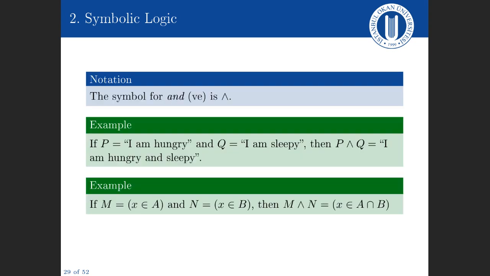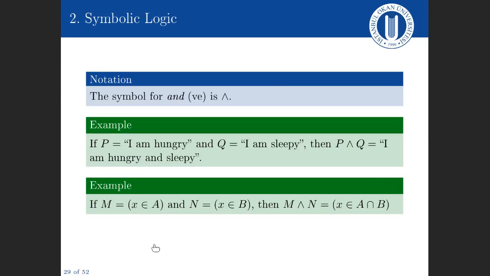Now for another symbol. The symbol for and is this upside down V. So for example, if P is the proposition I am hungry and Q is the proposition I am sleepy, then P and Q is the proposition I am hungry and sleepy.